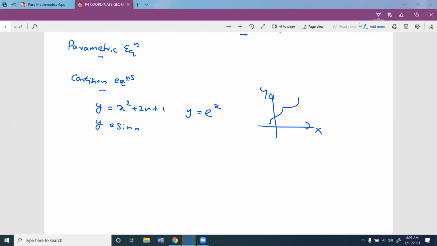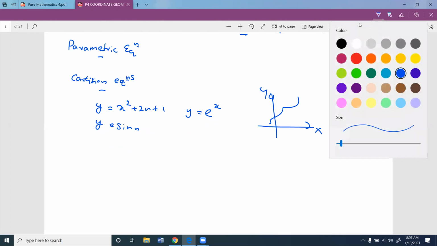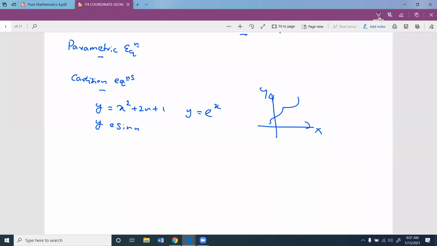Then when you talk about the parametric equation, what are the main variables? The main variables here are x and y. That means these main variables are explained by another variable, a third variable called a parameter, right? That is what we mean by the parametric equation.